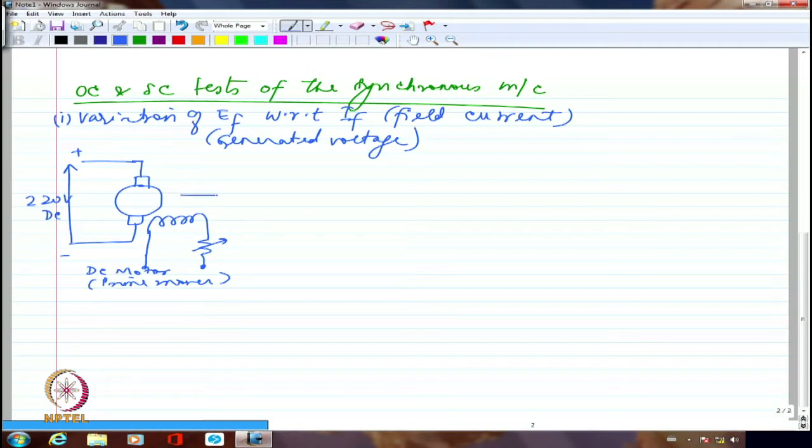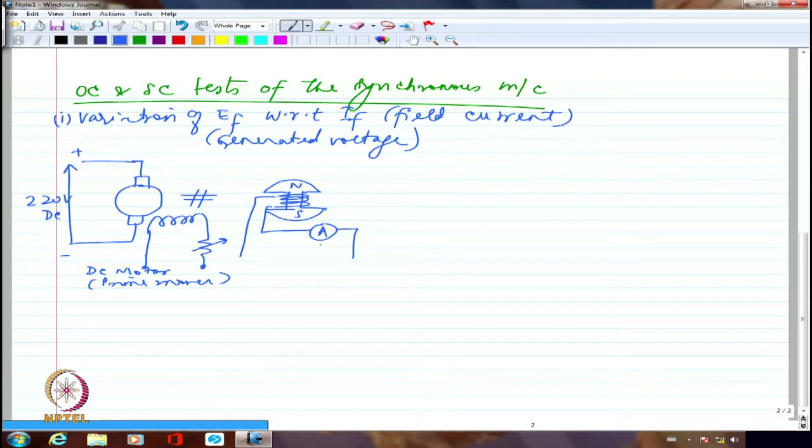Right? Now this is going to be coupled to a synchronous machine which has the rotor. So let me show the rotor somewhat like this. This is the rotor of the synchronous machine. And maybe I have the field here. This is the field. Now this field also has to be connected to a DC supply along with an ammeter, so that I am able to measure exactly how much field current is flowing through the field of the synchronous machine.